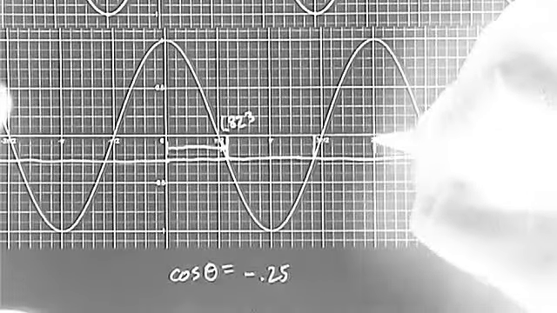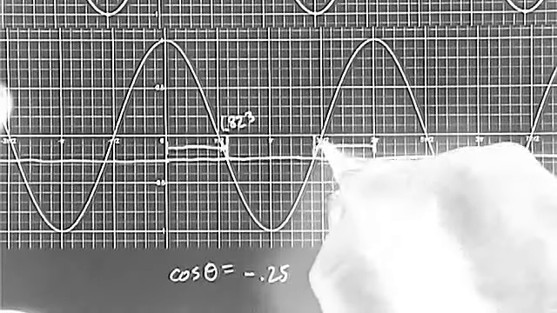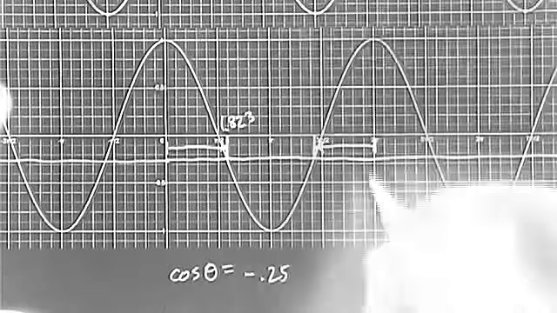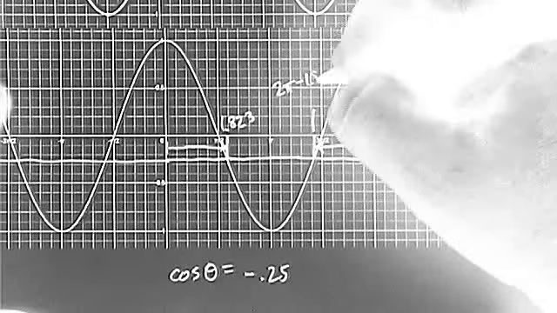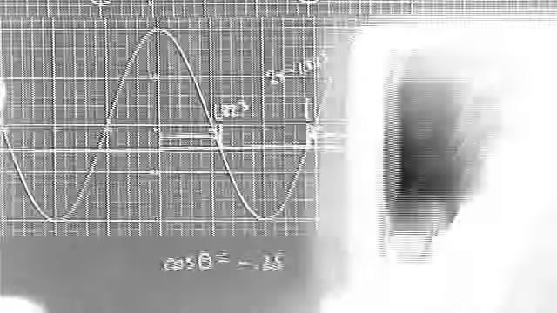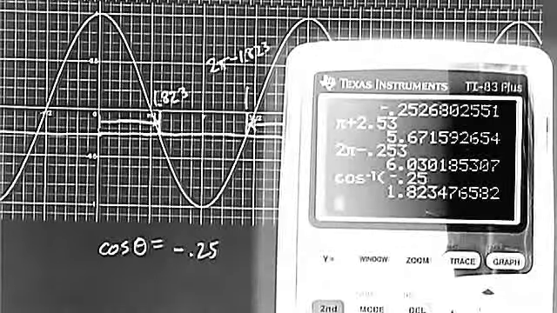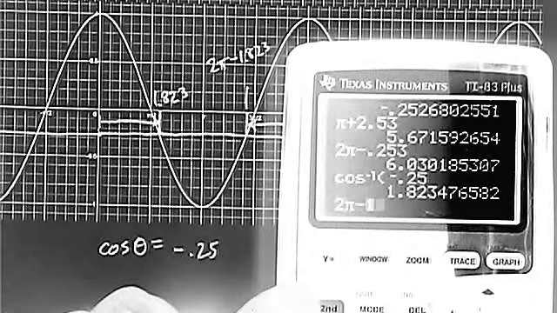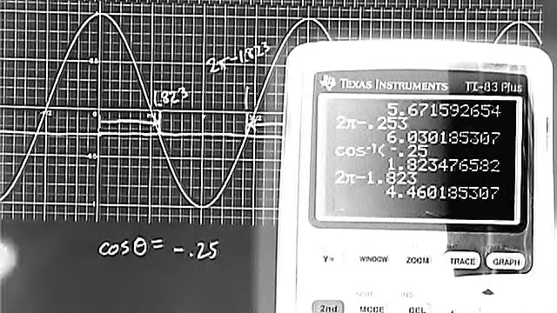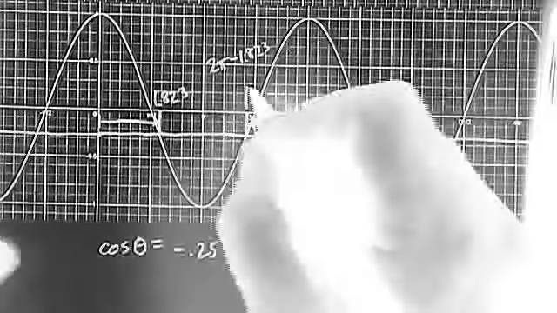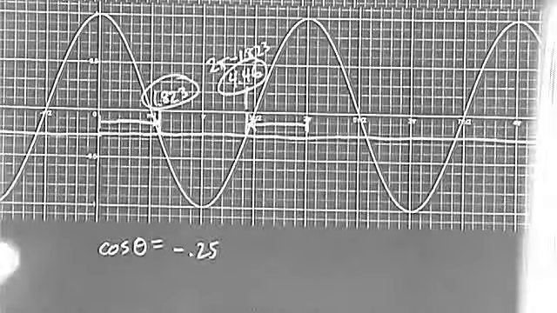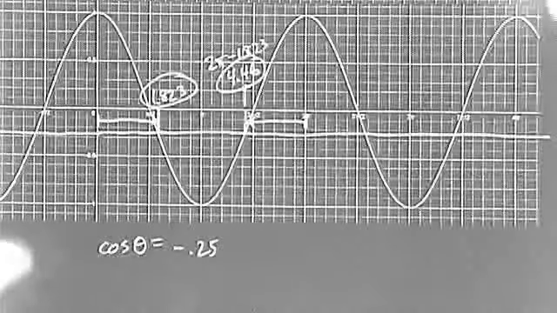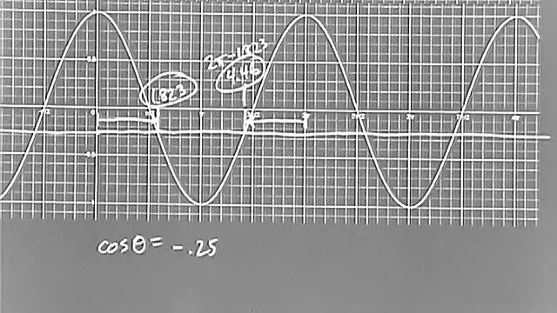So guess what? The distance is from 2 pi back to that solution, 1.823. So this one right here is 2 pi minus 1.823, which gives me 4.46. So there's a solution, there's a solution. It's not really that hard to find the specific solutions.